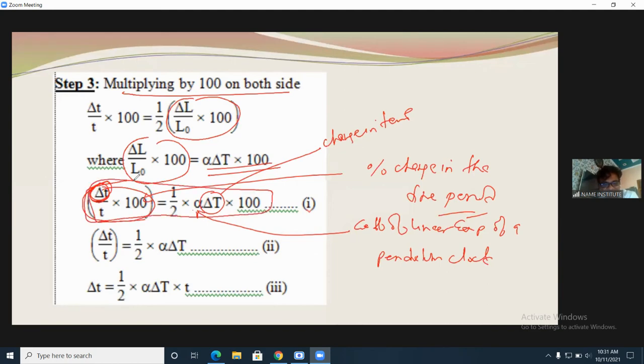A very important relation is on the board here. Numericals asked in our exam related to the percentage change will become very simple to solve. Later we will take the questions in a class. Now, if we cancel the 100, the relation will convert into the fractional change. So this is nothing but the fractional change in the time period.